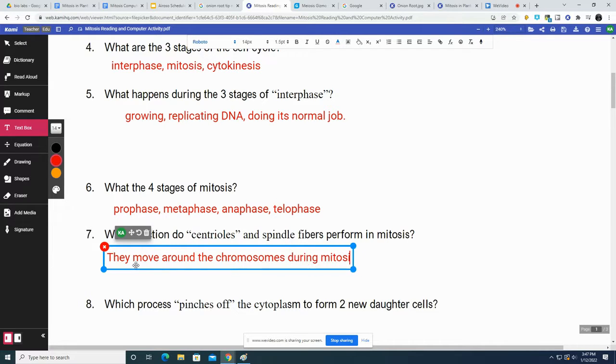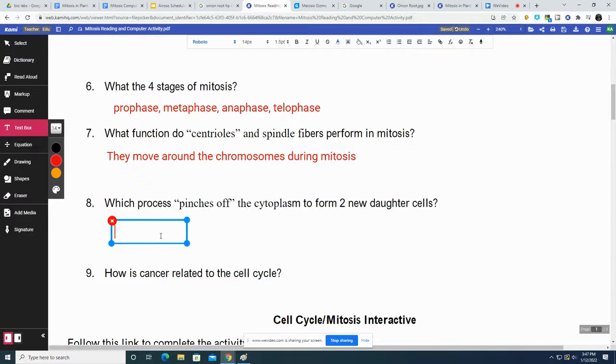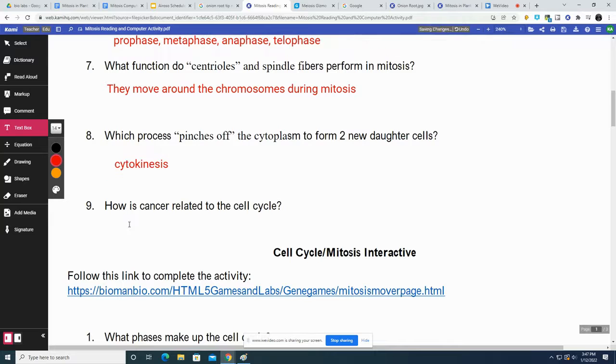During mitosis, which process pinches off the cytoplasm to form 2 new daughter cells? So what process actually turns one cell and it divides into 2? That's the last thing. It's called cytokinesis.